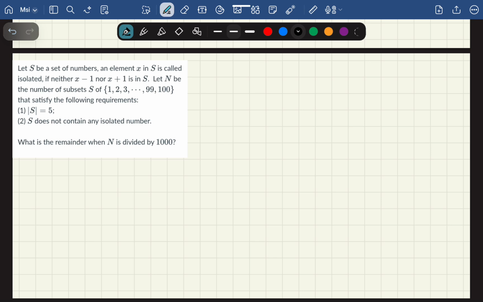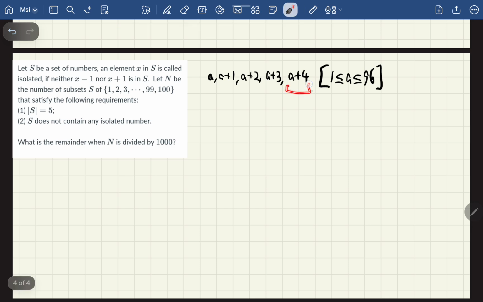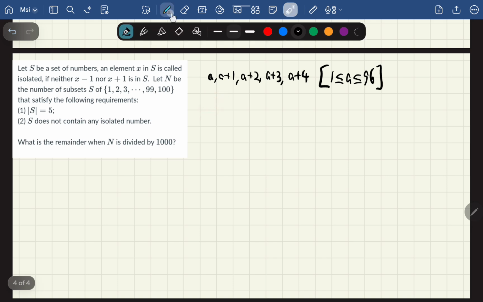So to begin, our cases: either you have a, a plus 1, a plus 2, a plus 3, or a plus 4. And then the condition here is that a has to be less than or equal to 96, because a plus 4 has to be less than or equal to 100. So there are 96 cases.